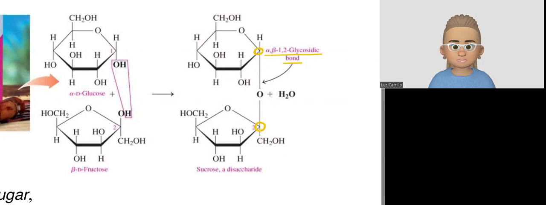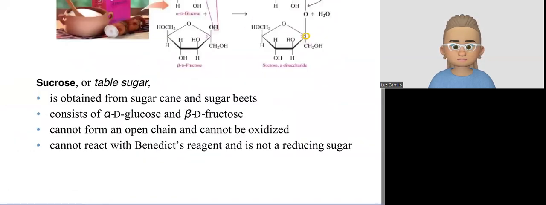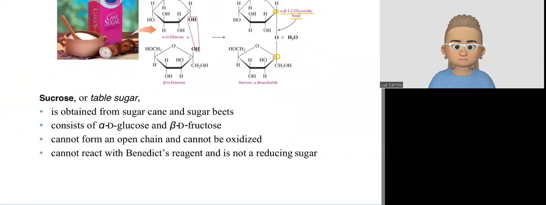Moreover, since these anomeric positions were involved in the reaction in the creation of the disaccharide, if this disaccharide is placed in a solution of Benedict's reagent, it actually cannot be a reducing sugar because it has the inability of turning copper 2 to copper 1. So sucrose cannot be oxidized, and in Benedict's reagent, since it could not reduce the copper, it is considered a non-reducing sugar.